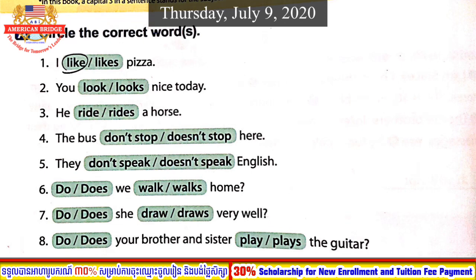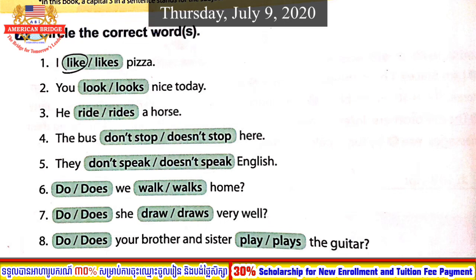Let's go to exercise A. So you have to circle the correct words. Number one is already done for you: I like or I likes pizza. So we have to circle like, not likes. Why? Because our subject is I, we don't need to add s to the verb. I like pizza.